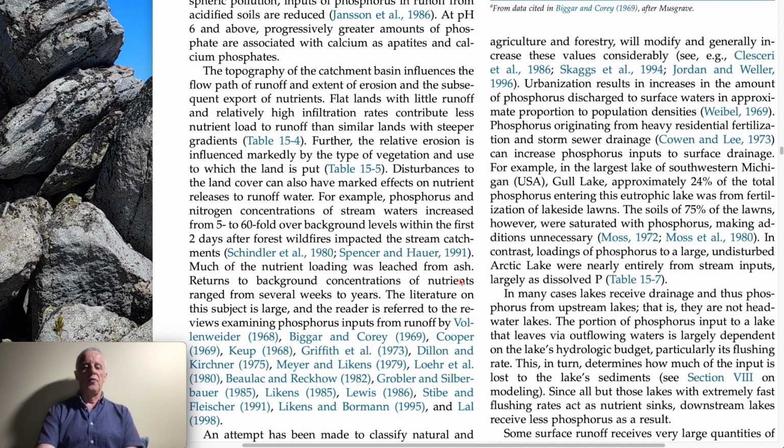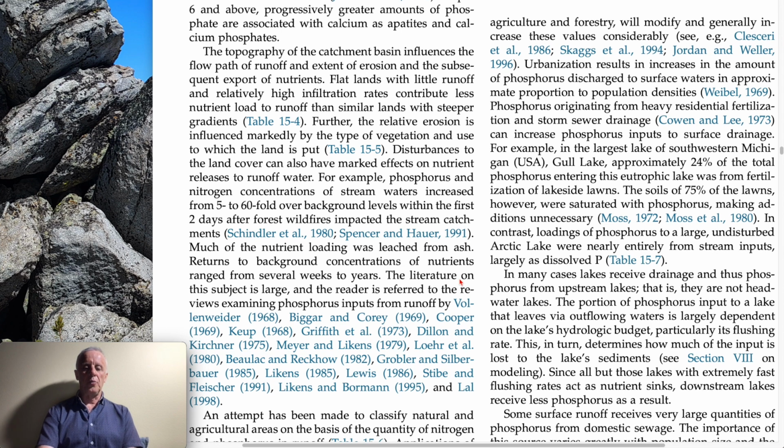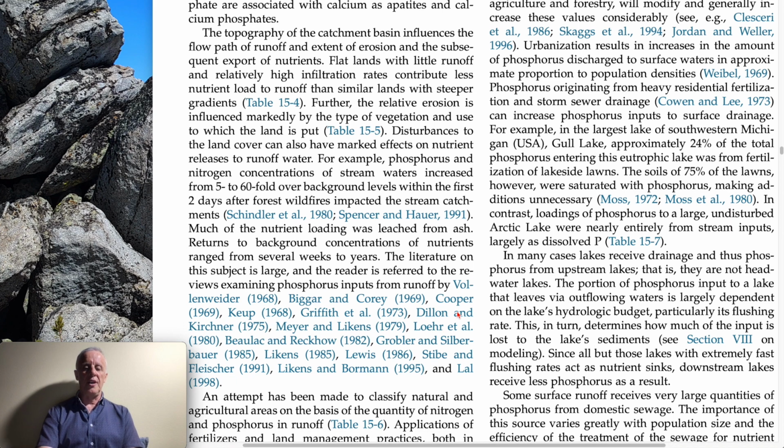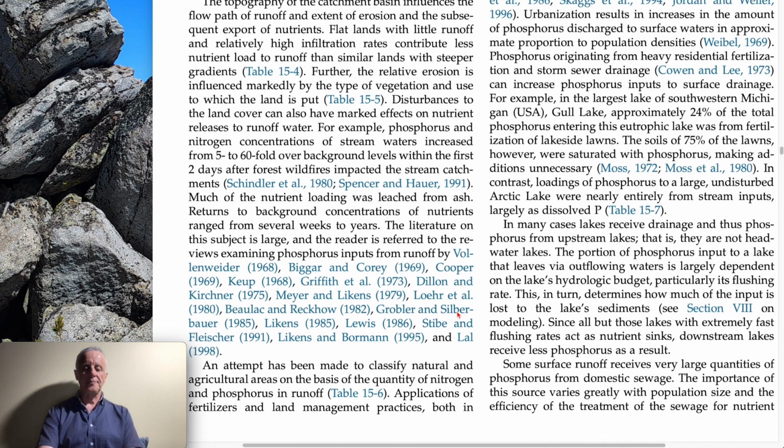For example, phosphorus and nitrogen concentrations of stream waters increase from 5 to 60-fold over background levels within the first 2 days after forest wildfires impacted the stream catchments. Much of the nutrient loading was leached from ash. Returns to background concentration of nutrients range from several weeks to years. The literature on this subject is large, and the reader is referred to the reviews examining phosphorus input from runoff.